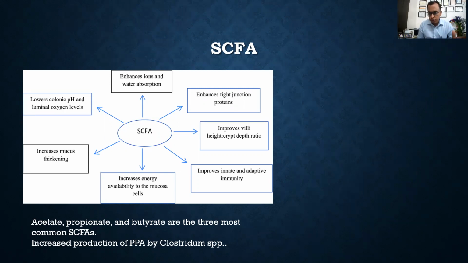This ratio gets disturbed when there is gut dysbiosis, when there is leaky gut. So when there is gut dysbiosis or leaky gut, the SCFA ratio gets disturbed. As I was telling you, too less is bad, too high is bad.